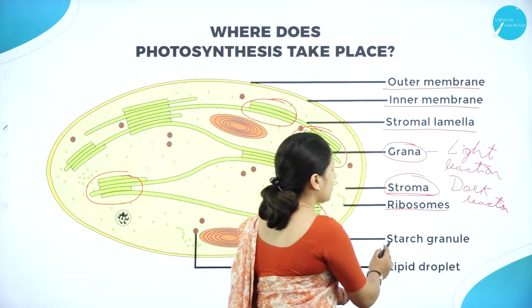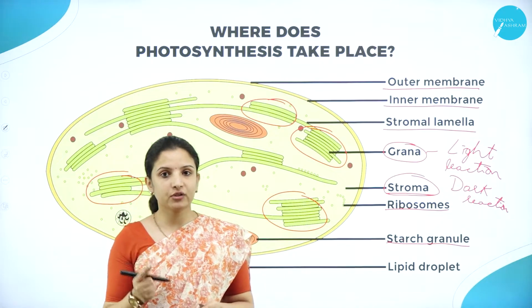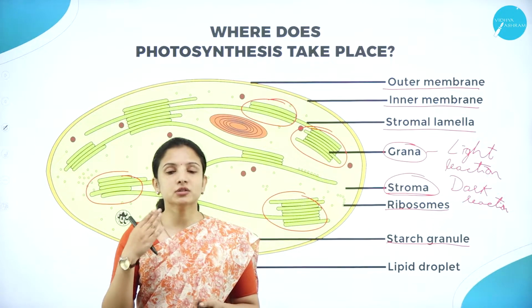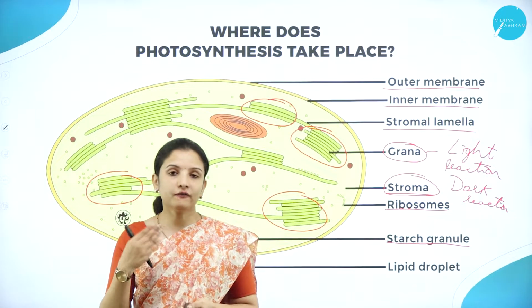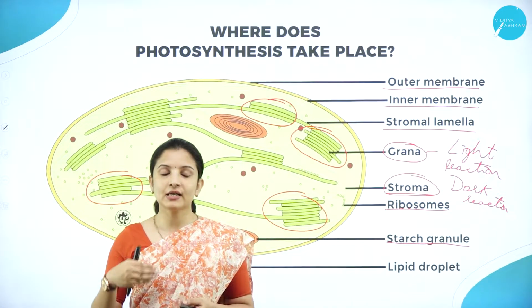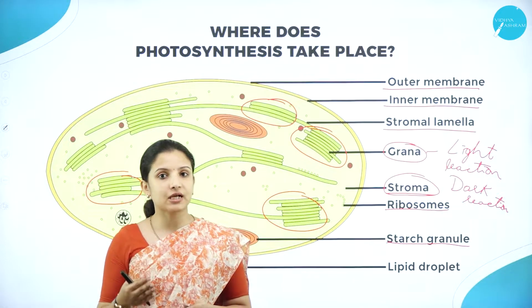And they also have starch granule. So why starch granule? Because if you remember, while I wrote the equation, I told you glucose is one of the end product of photosynthesis, right? So that glucose, excess of glucose that is there, gets converted into starch and it will be stored in the form of starch in the plants.